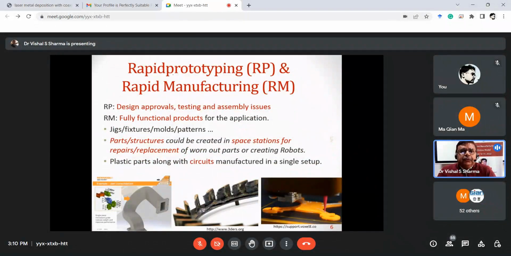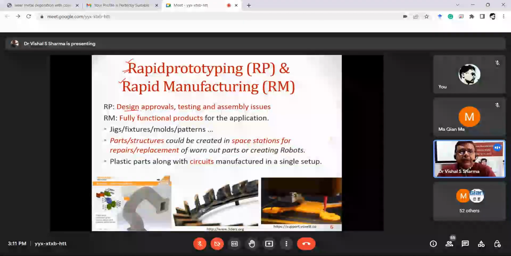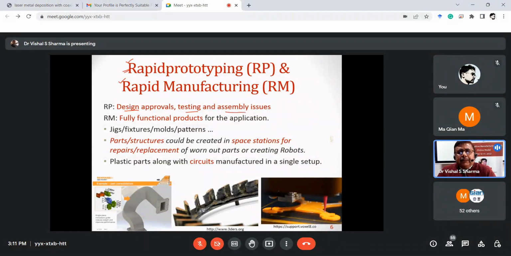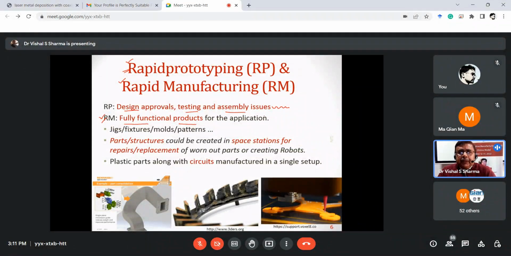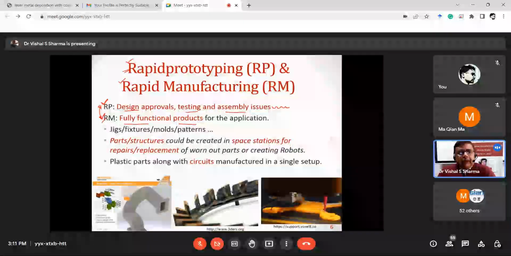Now there are two terms which are frequently used interchangeably, but there is a specific meaning to each. One is rapid prototyping, another is rapid manufacturing. Rapid prototyping, you know very well, is the first design which is created, on which you will perform all designing, all testing, and check assembly issues. Only once you are satisfied with the performance of the first part does it go for manufacturing. Whereas in rapid manufacturing, the part which is created is a fully functional part, and it is used in the application by the customer. So these are two specific, different terms, but frequently people use them interchangeably. Care should be taken while using each of these terms: rapid prototyping and rapid manufacturing.